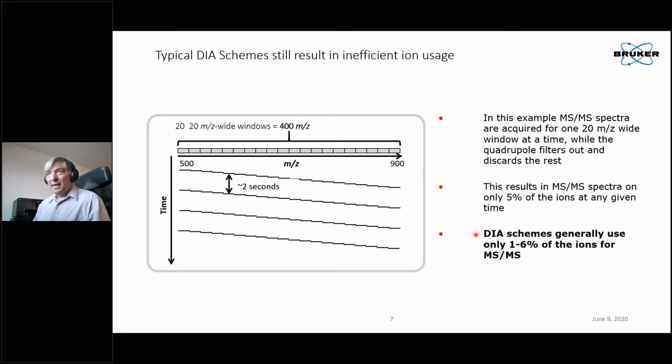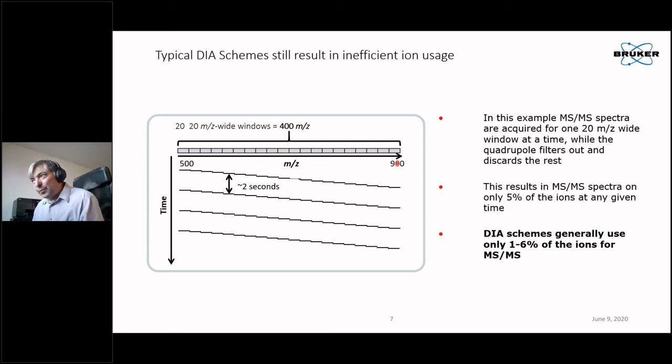So let me remind you what DIA is. You probably all know that, but basically, you divide your mass range up into so-called windows. In this case, we're dividing a 400 mass unit range from 500 to 900 up into 20 mass unit wide windows. So when you're fragmenting the first window, your quad is isolating those ions and basically throwing all the others away. You do that for all the subsequent windows. So at any given time, you're fragmenting 5% of the ions.